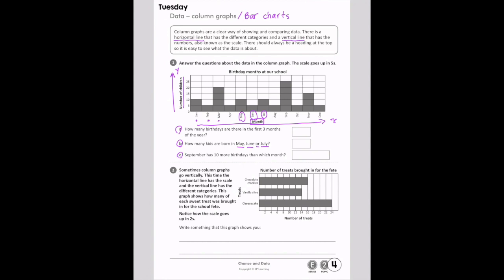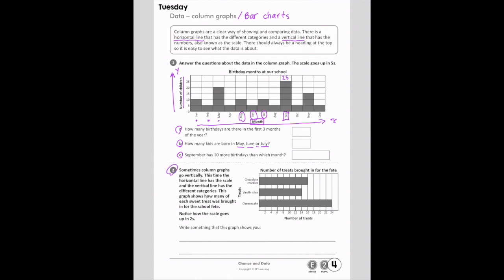In C, September has 10 more birthdays than which month? If we look at September and we look at the scale, it tells us that we have 25 kids, right? So it has 10 more birthdays than which month? We need to subtract 10 from 25 and then see which month has that number.